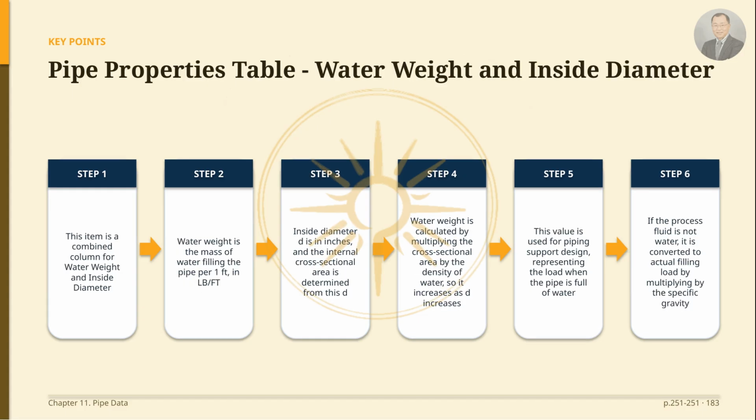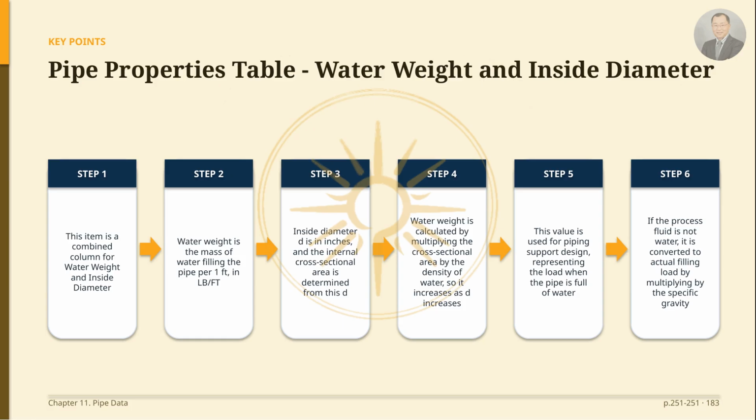Next, I will introduce the column where the water weight item and the inside diameter are grouped together. Here, water weight refers to the weight of water that completely fills the pipe per foot, and the unit is lb/ft, or pounds per foot. The inside diameter, d, is in inches, and the internal cross-sectional area is determined from this d value.